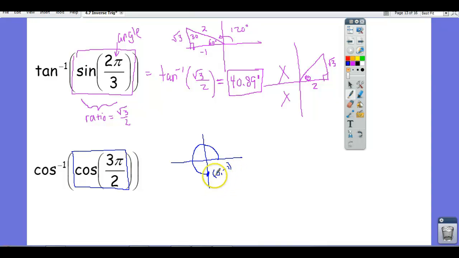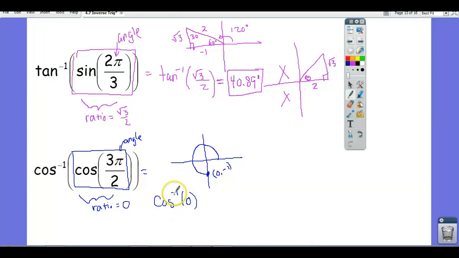And cosine of the angle of rotation is just the x-coordinate, so this ratio is just 0. So the whole inner answer is 0. So we're taking cosine inverse of 0.